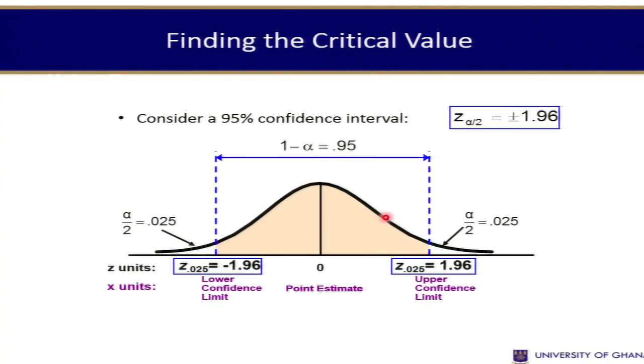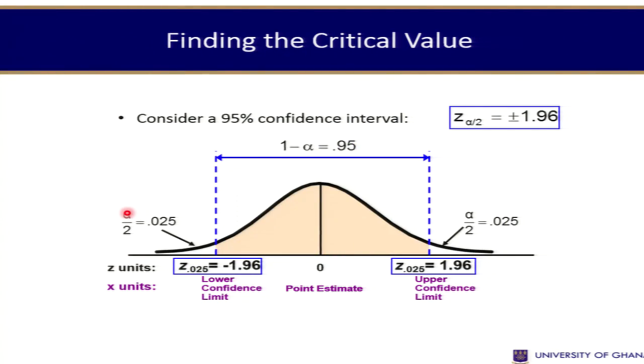If you want to consider a 95% confidence interval, then we have a lower confidence limit of negative 1.96 and an upper confidence limit of positive 1.96, and it tells us that 95% of the intervals that will be constructed will be contained within this area. That is 1 minus alpha being equal to 0.95. Alpha is what we call the level of significance, and alpha is divided into 2.